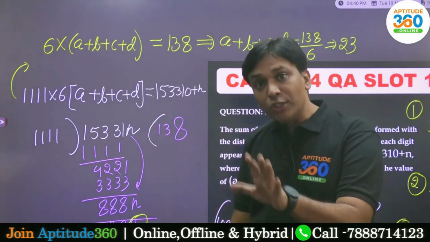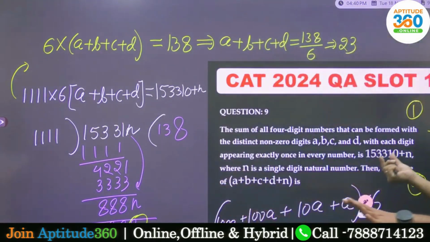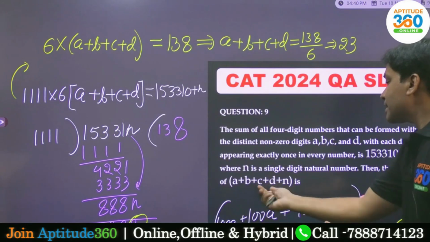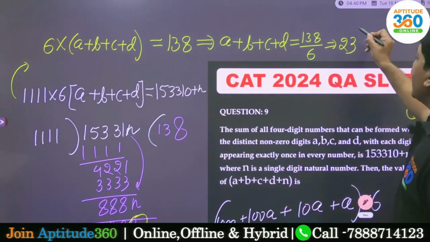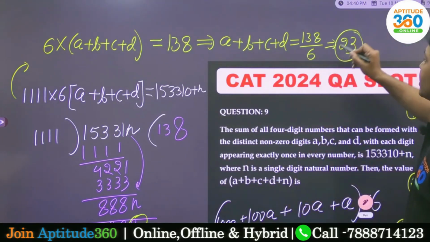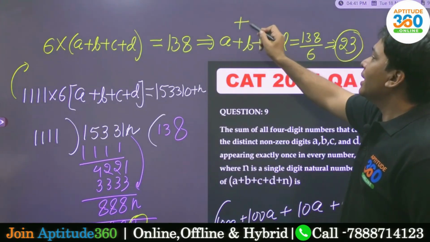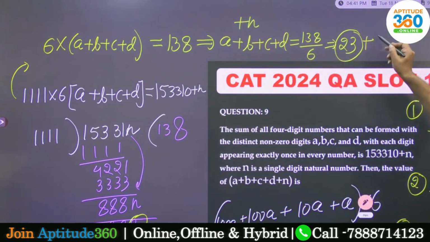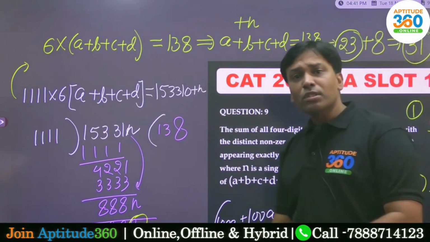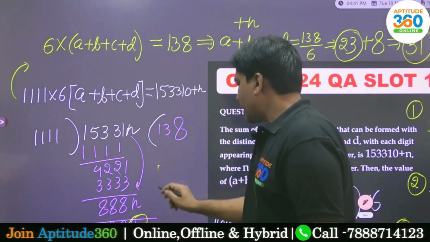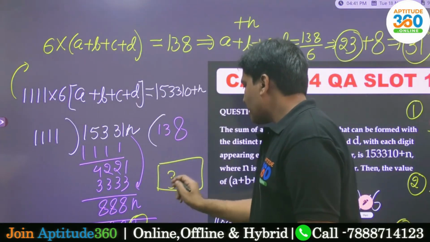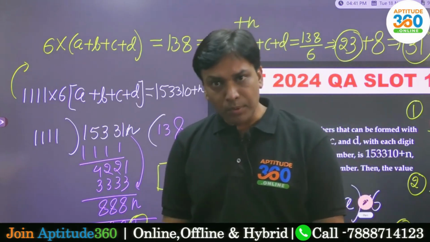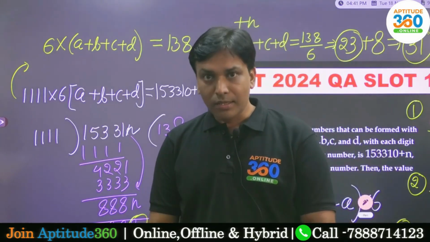And what do you need to find out in the problem? You need to find out the value of a plus b plus c plus d plus n, and a plus b plus c plus d is 23. If you add n here, what is the value of n that you have found out? You have found out 8. So what is this value? It is coming out as 31, and it was a TITA problem. So you needed to fill in your answer, and that is coming out as 31. Isn't it simple? I hope you understood this, right?